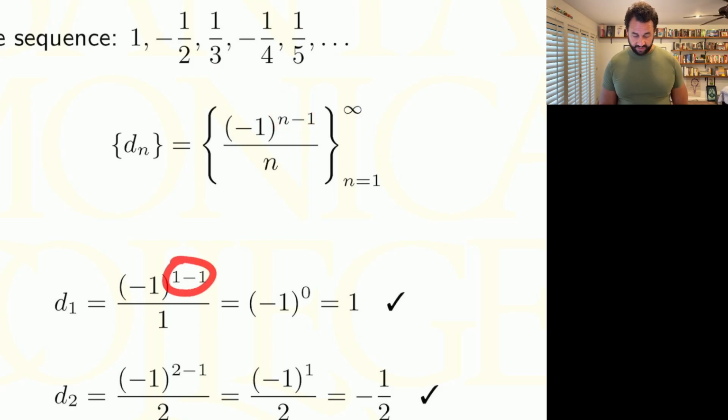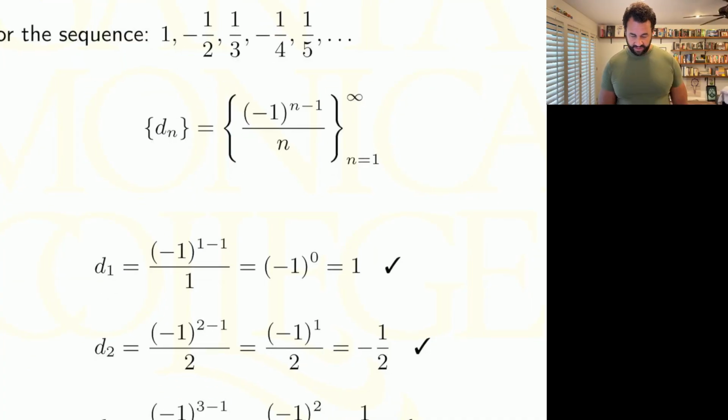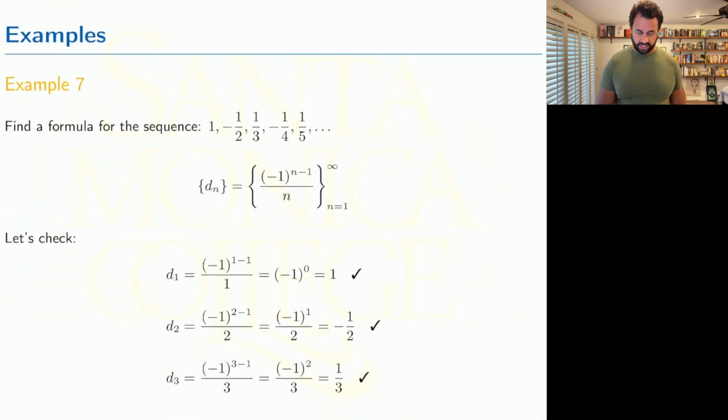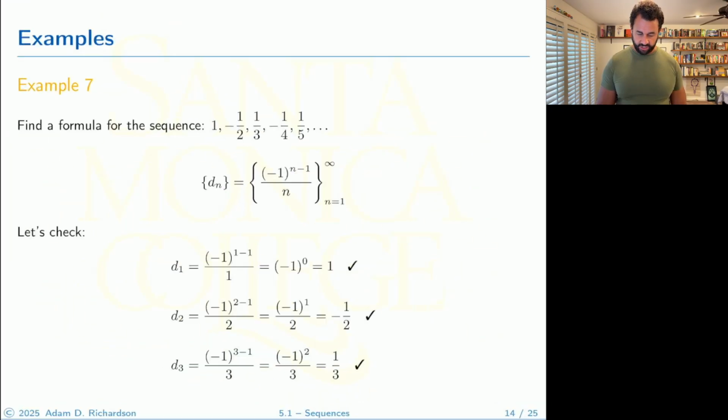So here, if I did n minus 1 for the first term of the exponent, I would have 1 minus 1, which is 0. -1 to the 0 is 1, so we're good. And then here, if n is 2, we get 2 minus 1, which is 1. -1 to the 1 is -1, so we get -1/2. Check, and so on. So there's a lot of flexibility with these things. You just got to check your work. Be sure the pattern or formula you came up with is actually matching the sequence that's given.